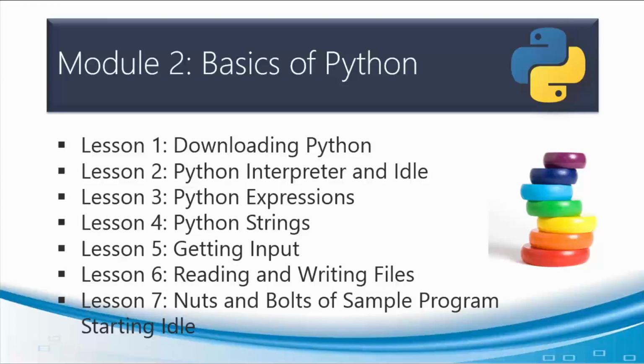And lesson 7 is the nuts and bolts and starting the idle. So in this lesson, I will explain the actual interface itself, what each line means. So I'm going to open up a sample program and I'm going to demonstrate various parts of the program. For instance, there may be certain code that may be in a different color, for example, or that performs a certain function. So I'll explain to you what those elements are so you get familiar with the interface itself, which is called the idle within Python.